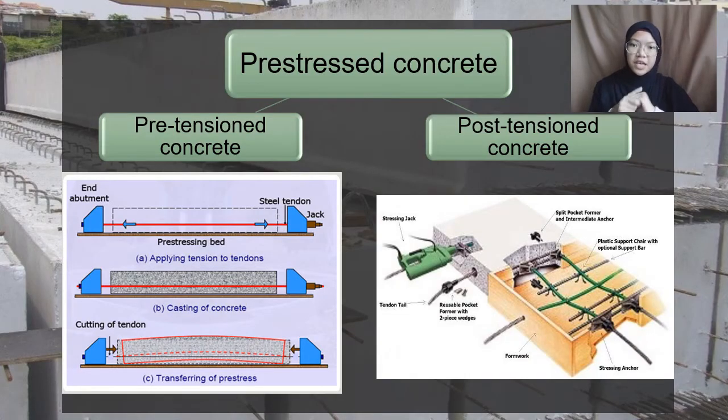So basically, we have two types of pre-stressed concrete, which are pre-tension concrete and post-tension concrete. Pre-tension concrete is built by stressing the reinforcement before we pour the concrete into the formwork. The second type of pre-stressed concrete is post-tension concrete. We build the post-tension concrete by stressing the reinforcement after the concrete has hardened.